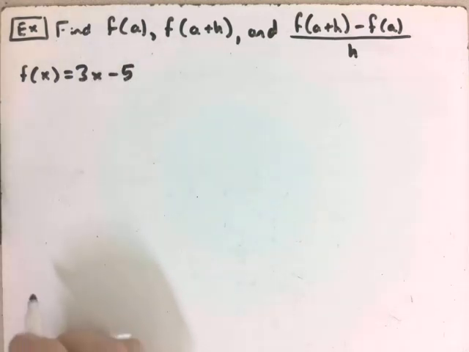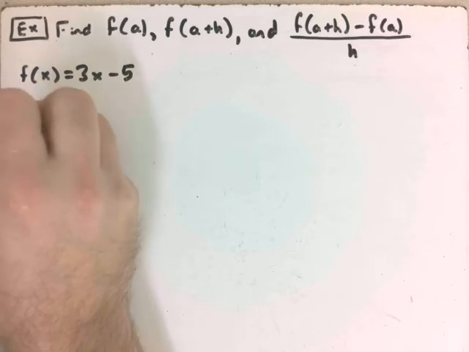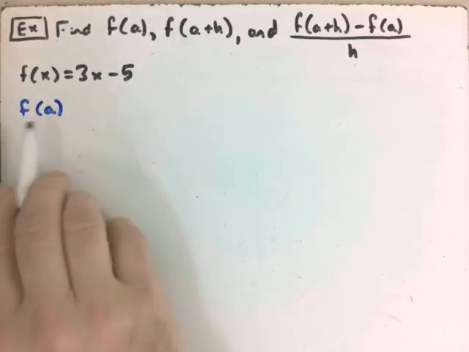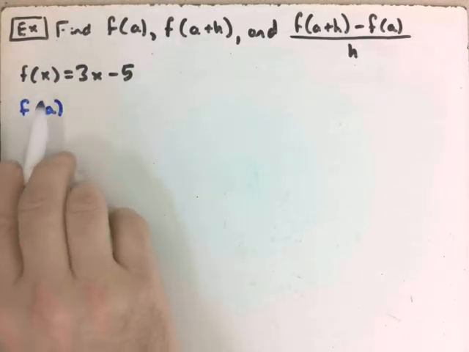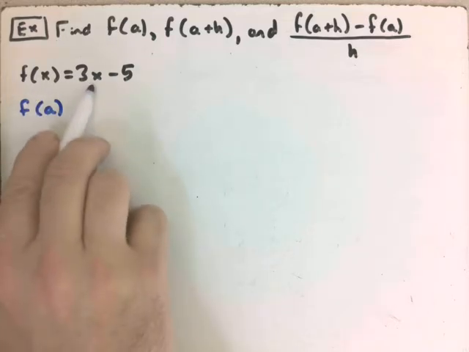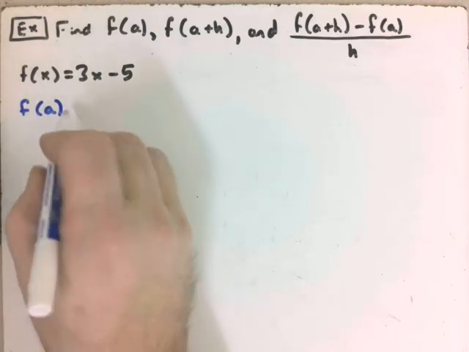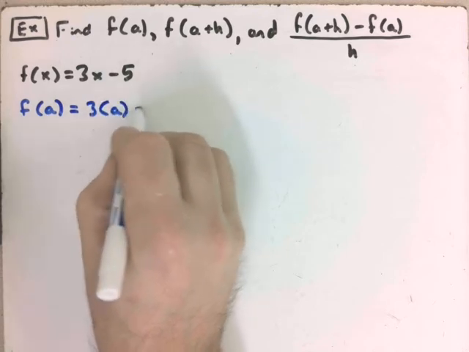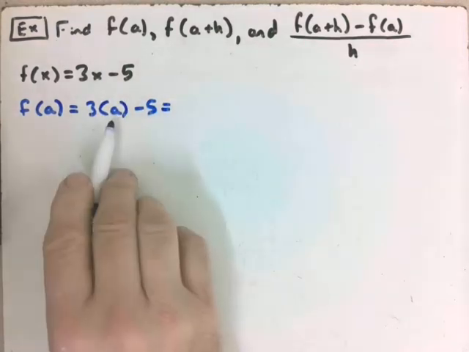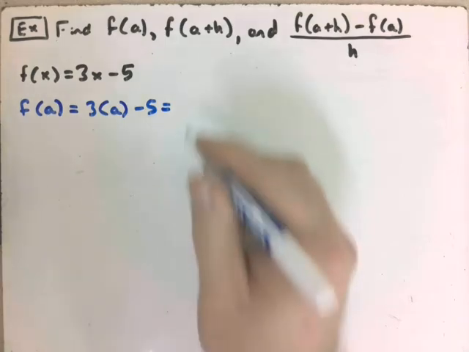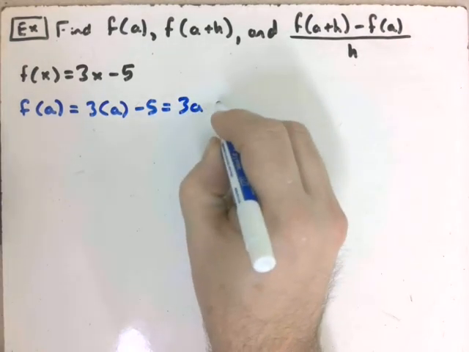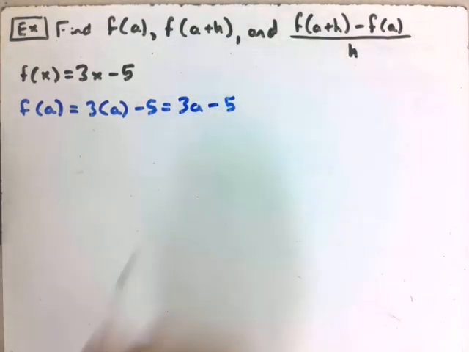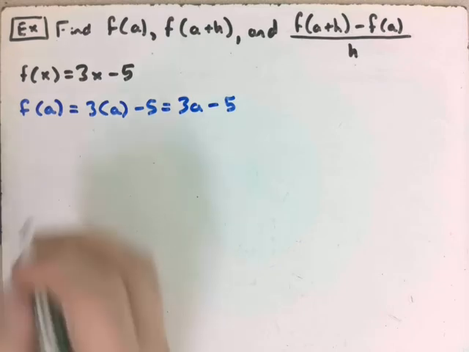To calculate f of a, I'm going to be taking a and substituting that in for all of the x's in our equation. So that would give me 3a minus 5. Those parentheses really aren't necessary, but it's never a bad idea when you're doing substitution to use parentheses. So that is f of a.